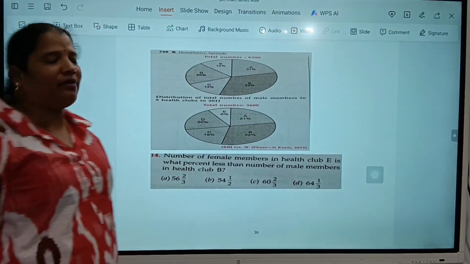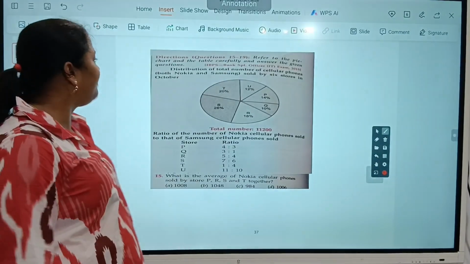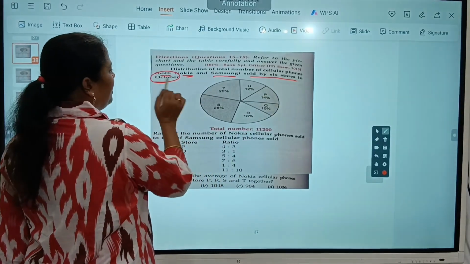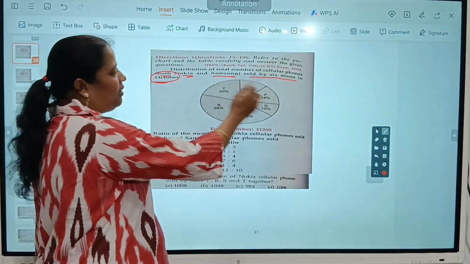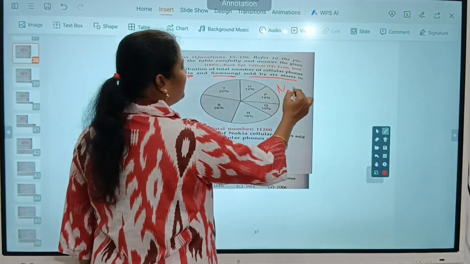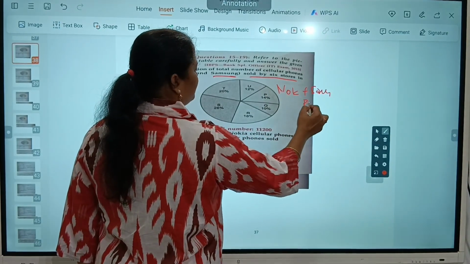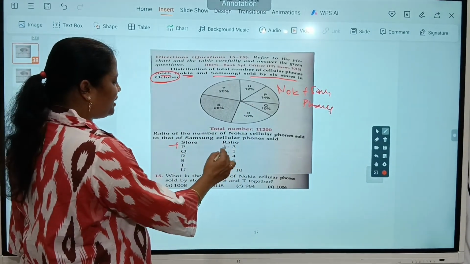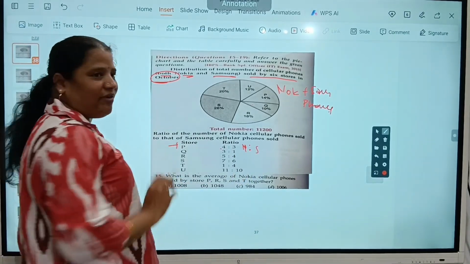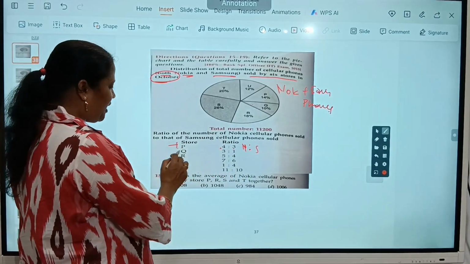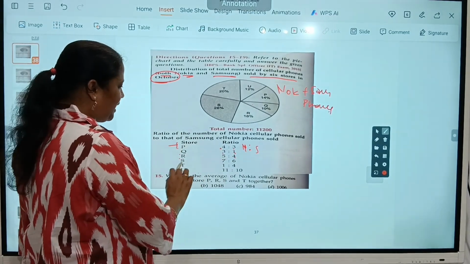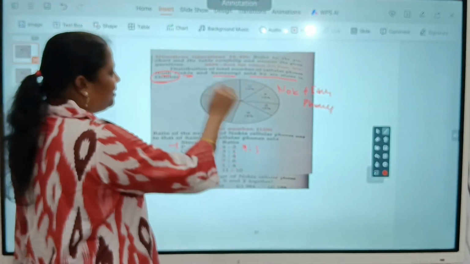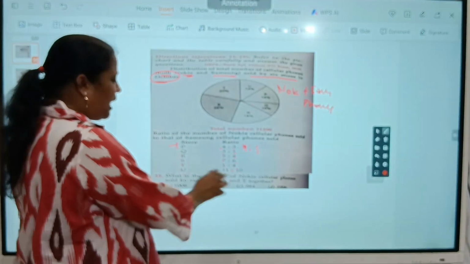Now we will move to the second graph of this session. Here in this graph, the distribution of the total number of cell phones, both Nokia and Samsung, sold by 6 stores in October is given. Okay, total 2 brands, Nokia plus Samsung mobiles. Data is given in this, and the ratio of Nokia to Samsung in each store is given here. In store P it is 4:3, Q it is 3:1, R 5:4, S 7:6, T 1:4, U 11:10.